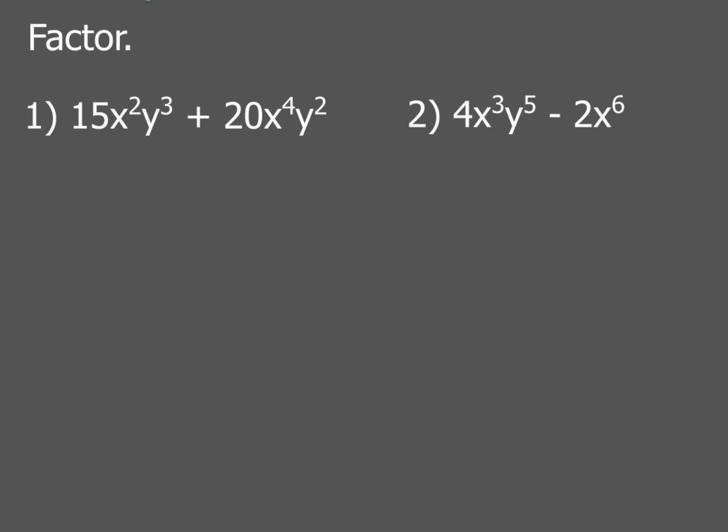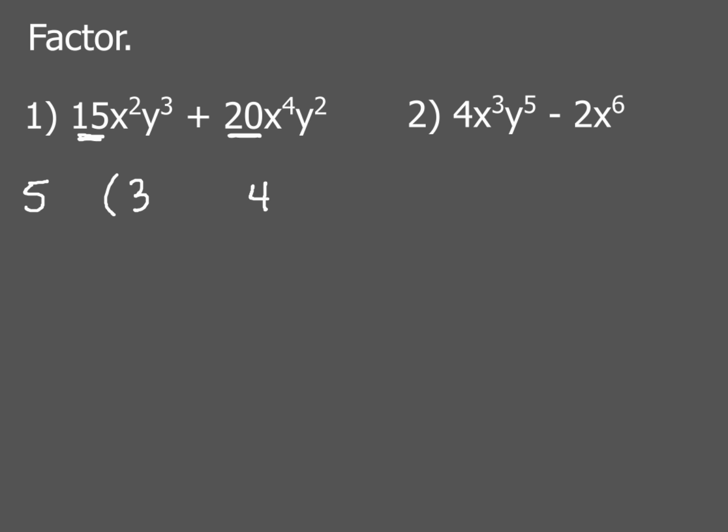Now, when we first look at this, of course, we're always going to look at the constants, so 15 and 20. The greatest common factor of both of these is just 5. So 5 goes into 15 3 times, and 5 goes into 20 4 times.